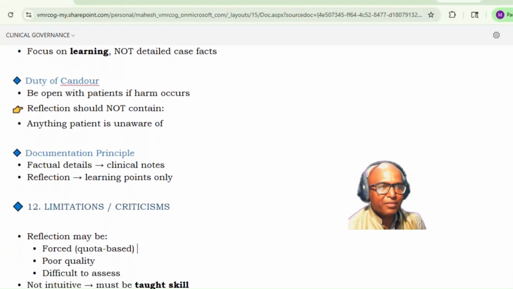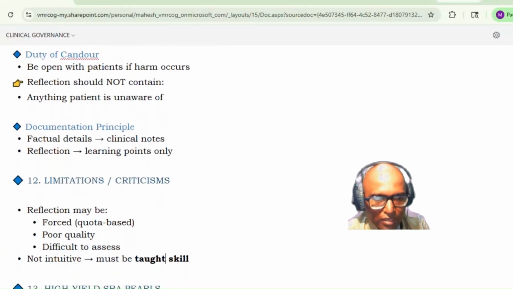Then the documentation principle: the factual details should always be taken from the clinical notes, and it should not be a duplication of the clinical notes, but only the factual details relevant to that event that we need to take out from the clinical notes. And in the reflection, you will note down only the learning points from that particular event. However, there are certain limitations or criticisms about reflection.